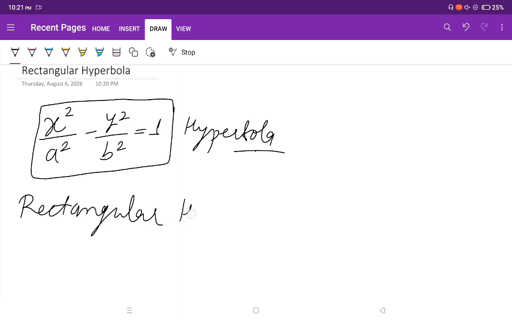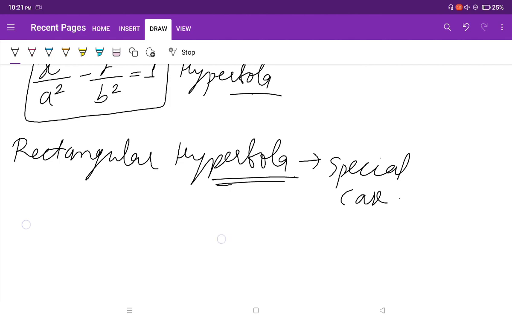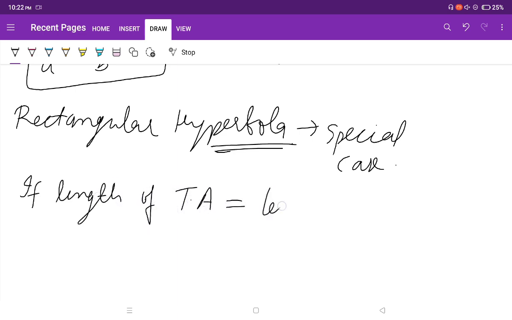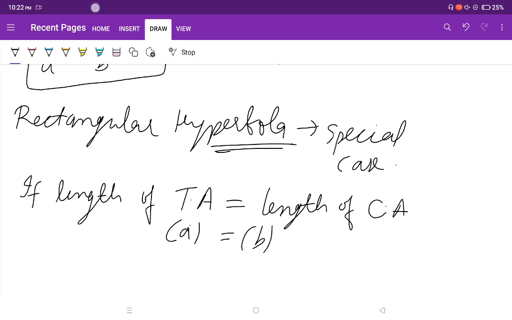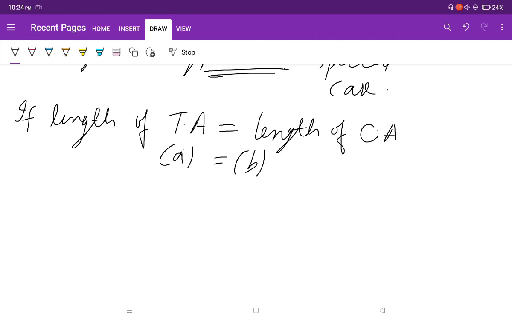For rectangular hyperbola, it is a special case of what? Regular hyperbola. What happens here is, if the length of transverse axis equals the length of conjugate axis, that is a equals b.